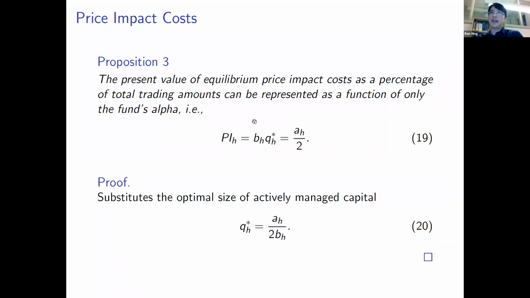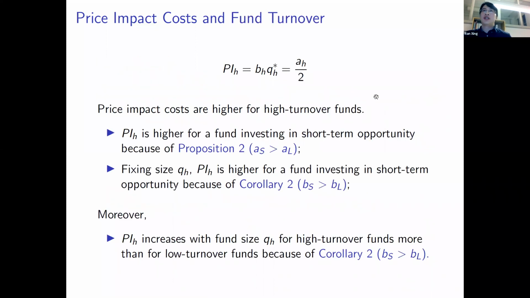The reason we get this result is because a fund will only choose to trade if it has an alpha opportunity to profit from. Assume there is no alpha opportunity on the table, the fund will simply not choose to trade, no matter how high or low your price impact cost is. So in equilibrium, the price impact cost is only decided by the size of your alpha opportunity. And this equation gives us many predictions in terms of the relation between price impact cost and fund turnover.